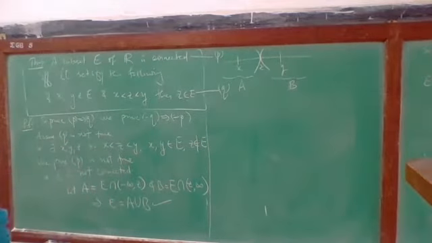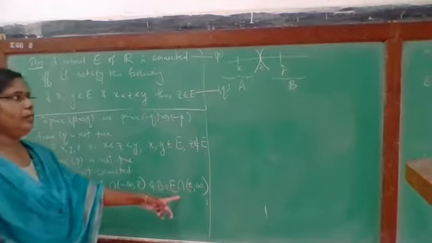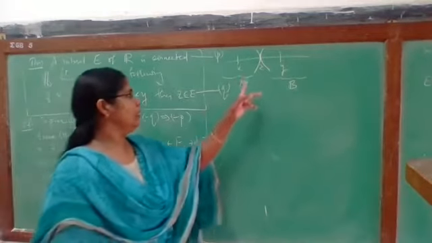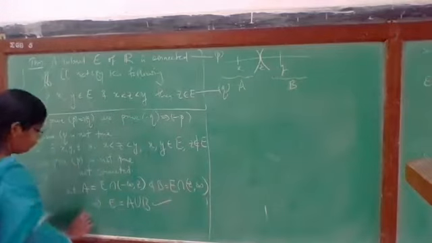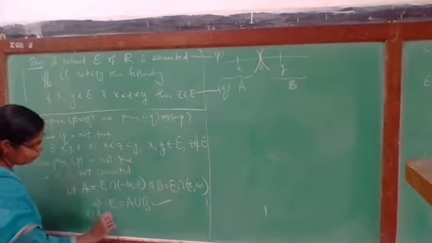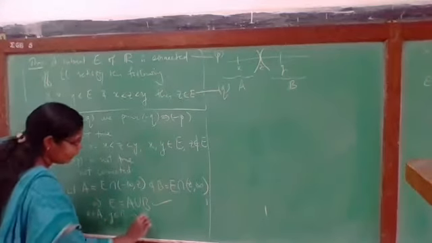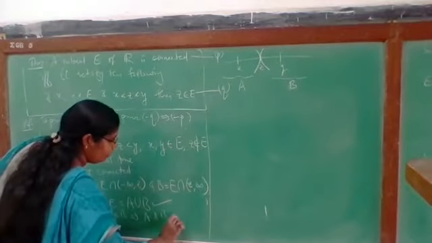And of course, A is non-empty and B is non-empty, because X is in A and Y is in B. So X belongs to A, Y belongs to B, which implies A and B are non-empty.